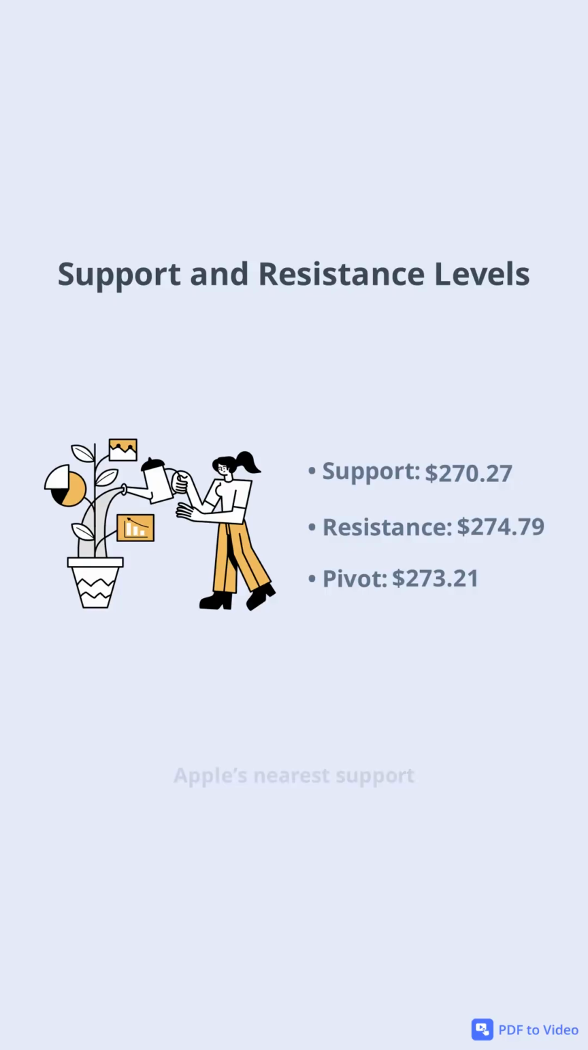Apple's nearest support is at $270.27, while resistance is at $274.79. The pivot point sits at $273.21. These levels are crucial for traders planning entries and exits. If the price breaks below support, further downside could follow. Conversely, a move above resistance may trigger renewed buying interest.